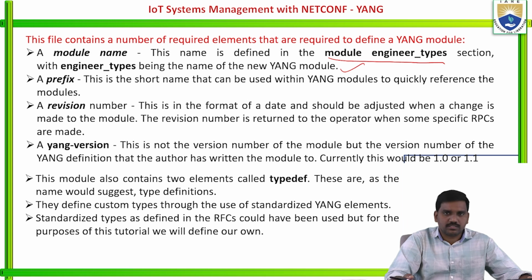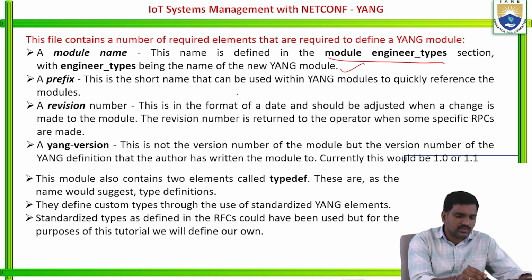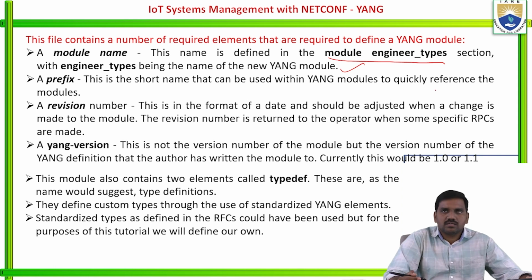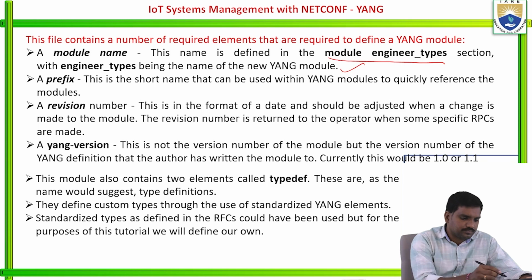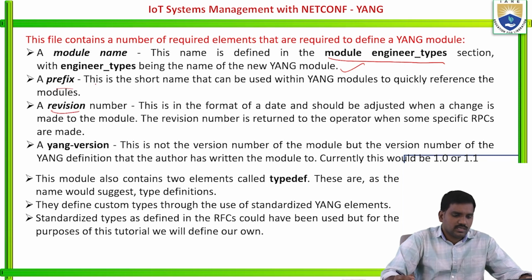Next is the prefix. This is the short name that can be used within the YANG modules to quickly reference the module. Next, the revision number. This is in the format of a date and should be adjusted when a change is made to the module. The revision number is returned to the operator when some specific RPCs are made. So this is about the revision.